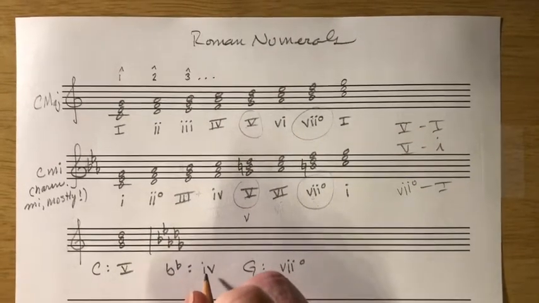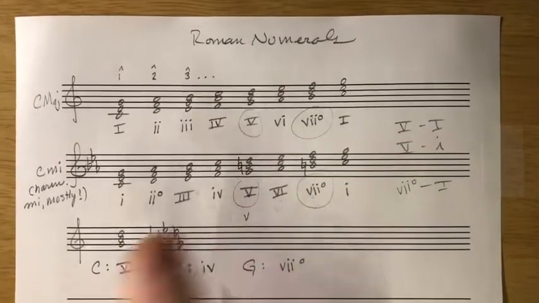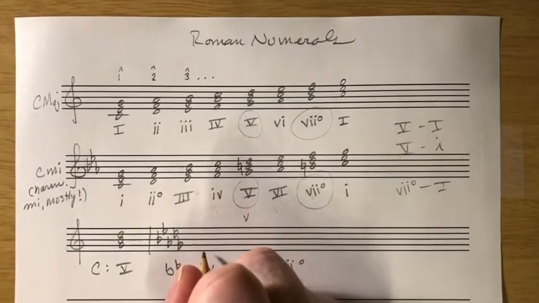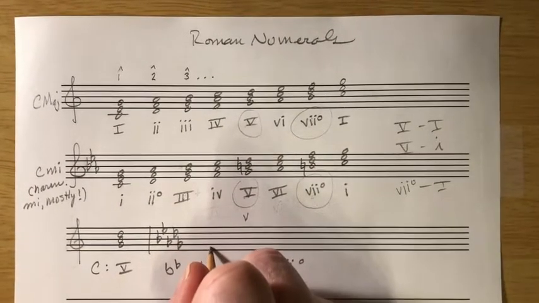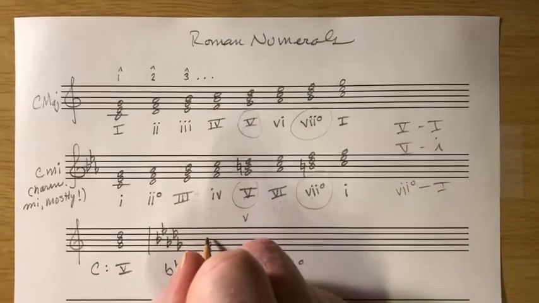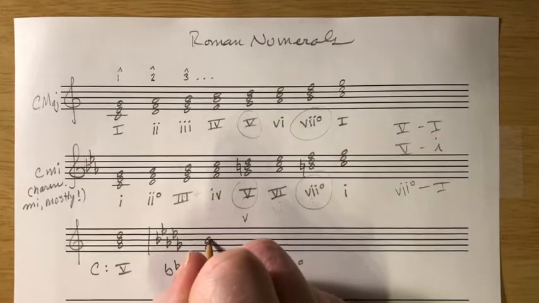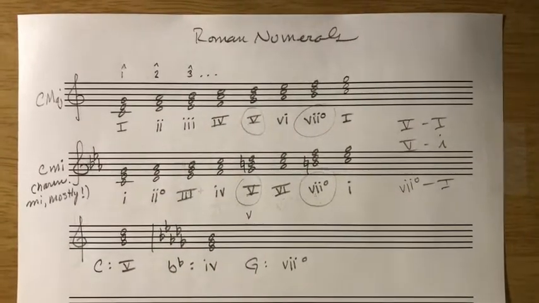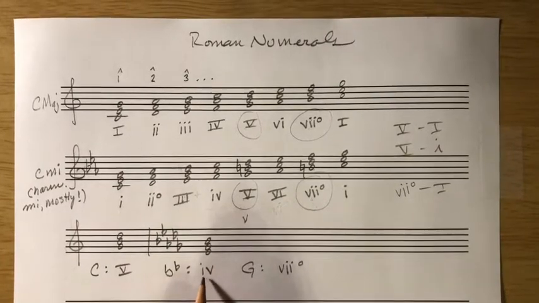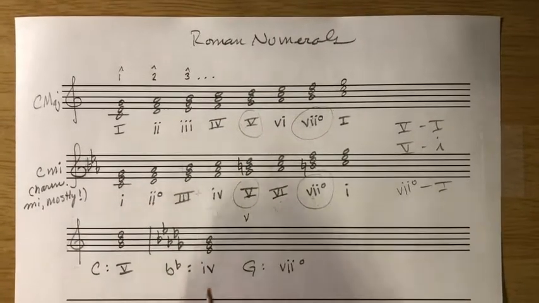The 4th degree of the B flat minor scale is B flat, C, D flat, E flat, 1, 2, 3, 4. So here's our root. And the key signature takes care of the proper accidentals on these notes. E flat, G flat, B flat is a minor triad. It's built on 4, so we're done with that one.